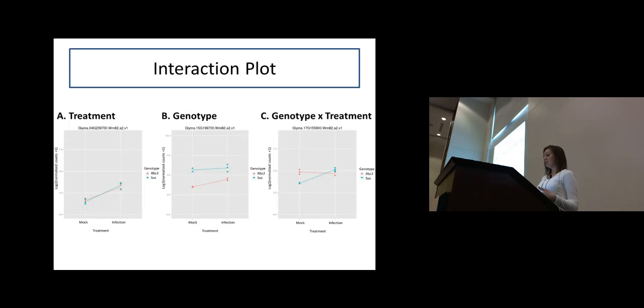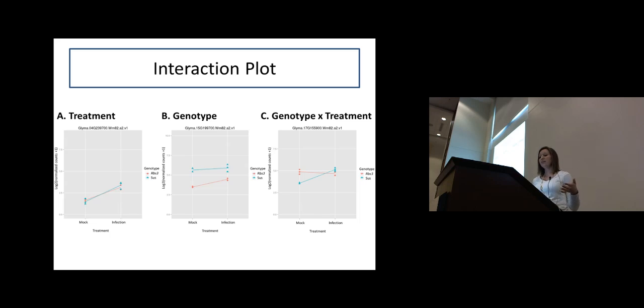So for every differentially expressed gene, we can generate an interaction plot. And these interaction plots help us check the quality of the data and visualize the data. So in all of these plots, treatment is on the x-axis, mock-infected and infected. The y-axis is the expression data. On every graph, there are 2 lines, a blue line and a red line. Blue is the susceptible and red is the resistant.